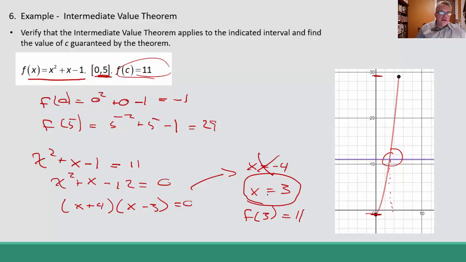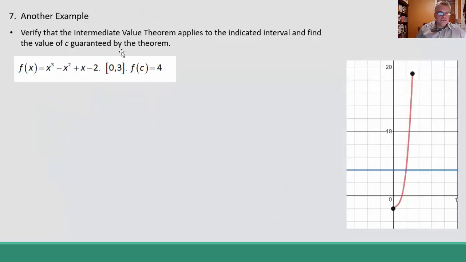Okay, let's try another example. So here we go. It says verify that the intermediate value theorem applies. That means verify that it's continuous and that this value is in between the values of the function at the endpoints. All right, and then find the value of x such that, or c such that f of c equals 4. All right, here we go.